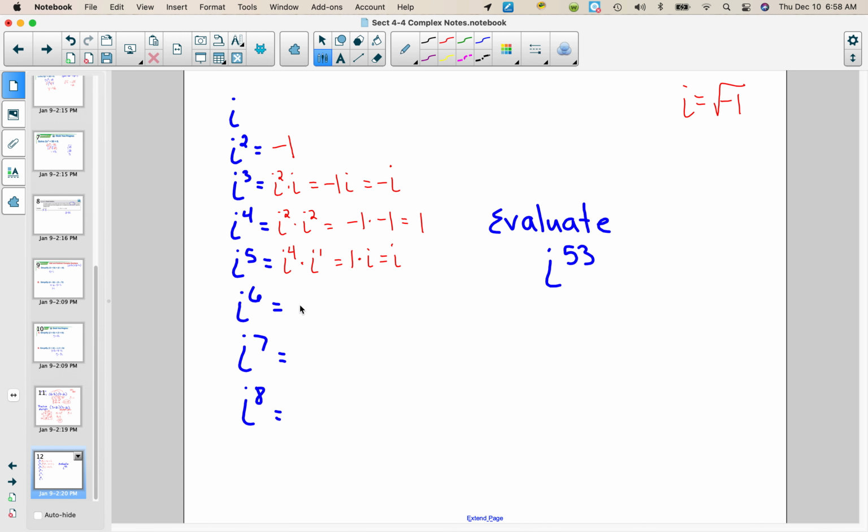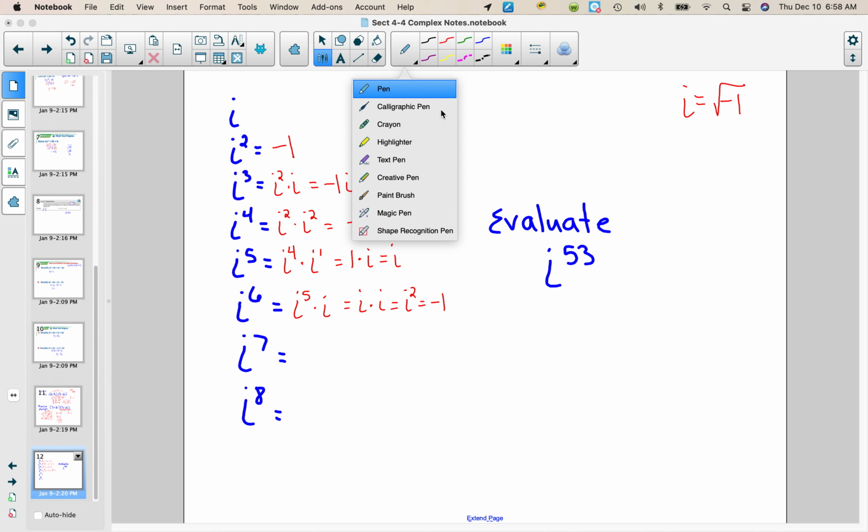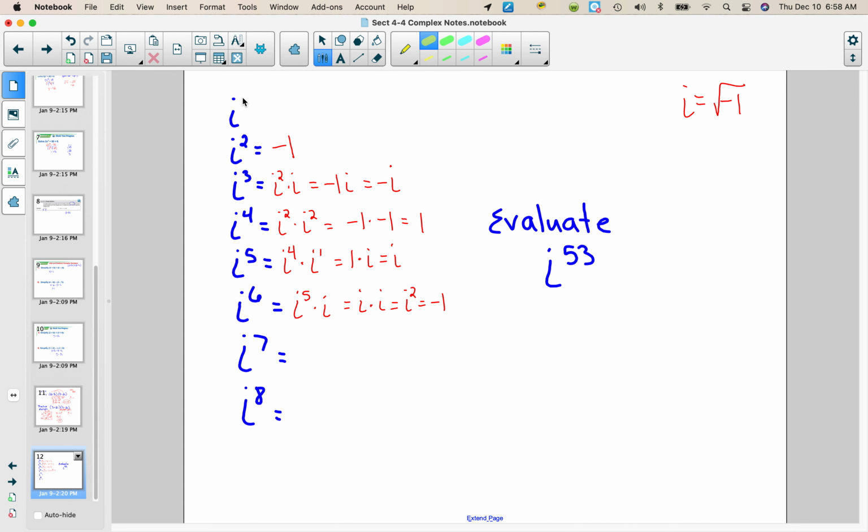So I can think of i to the 6th power as i to the 5th power times i. There's a lot of ways I can break that down, but we just figured out i to the 5th power is i, and i times i is i squared, which is -1. But you should start noticing here. So we started with i, and then we had -1, and then we had -i, and then we had 1. Then we have i. Then we have -1. Notice it's repeating that pattern.